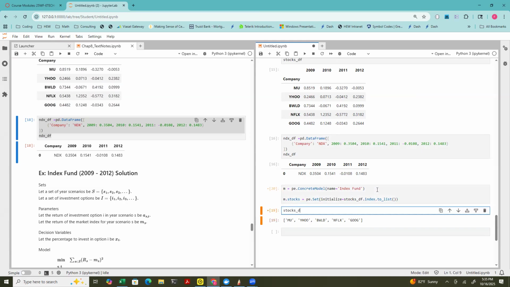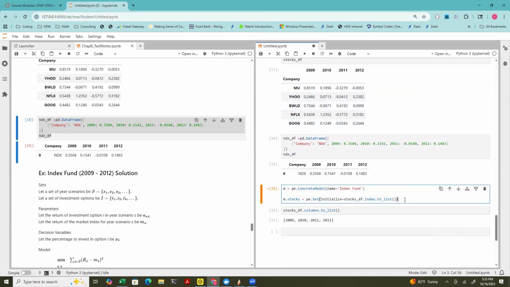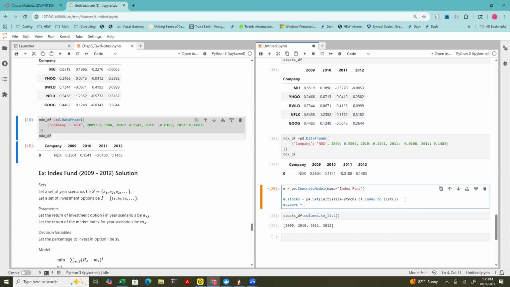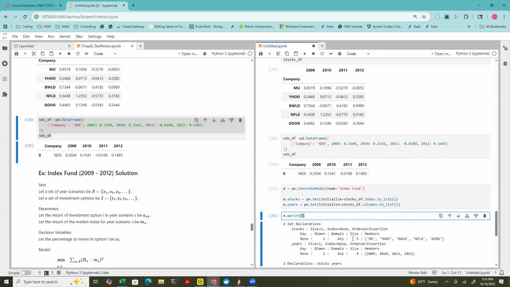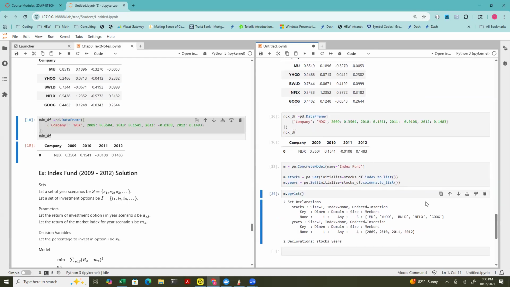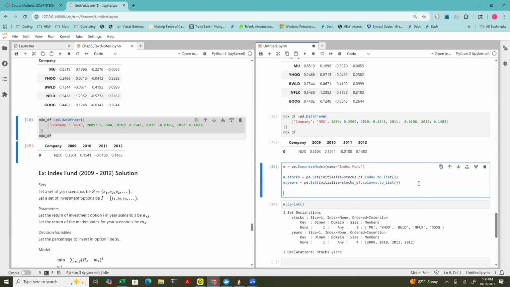Similarly, you can ask about the columns of a data frame, and I can get the years that way. That's these column headers here, essentially, is what it's telling me, and that's exactly what I want. All right, and I could also do a sanity check of myself as far as, okay, does it know about the years? Does it know about the stocks? Yes, for both, so very good.